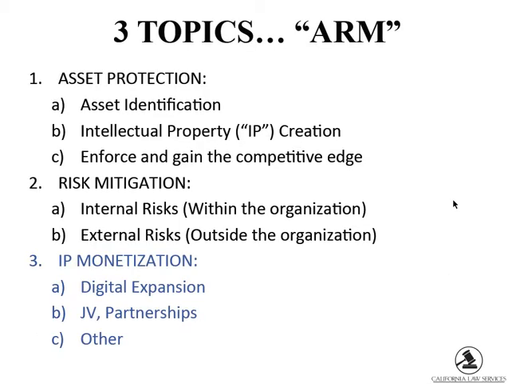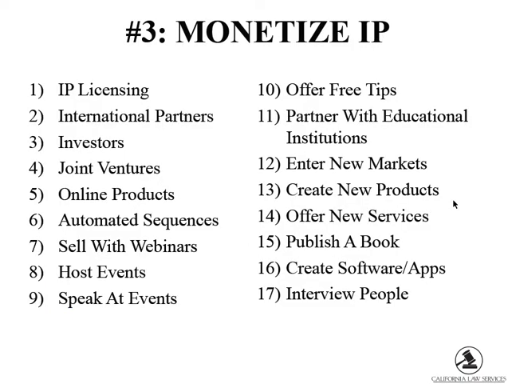So hopefully that makes sense so far from an asset protection and a risk mitigation standpoint, right? Let's talk about intellectual property monetization. There's really three broad ways to do it, and each of these are capable of further dissection. So let's take a look at them. When you talk about monetizing these different intellectual properties, as you've created different trademarks, different products, various services, what can you do with it, right? So now it's time to monetize them. So here you can look at licensing opportunities.